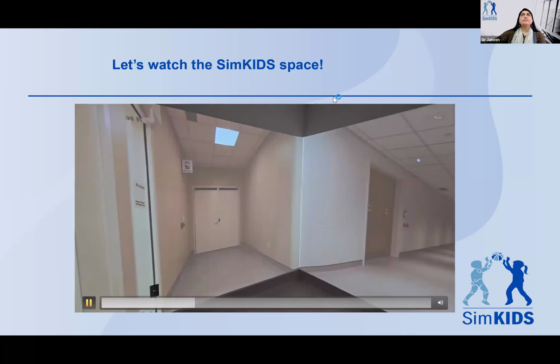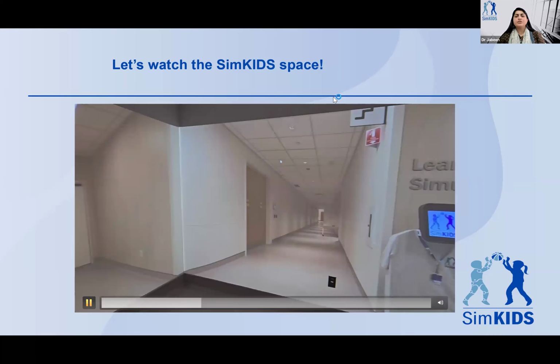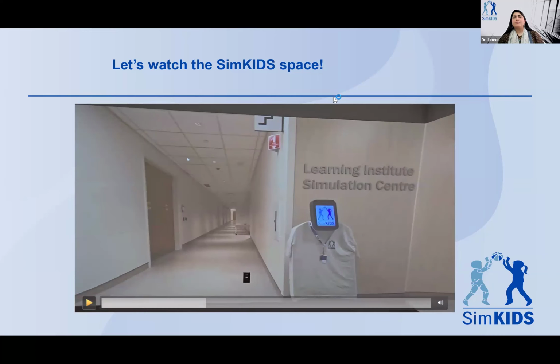Next up is the Immersive Reality Room. This room features 360 images or videos with interactive elements. So this is a very special room, the immersive room. I will show you another separate video.